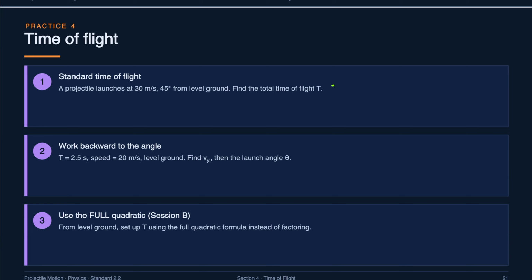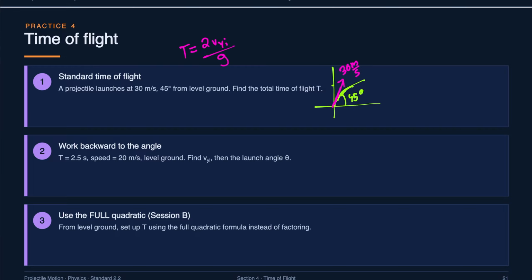Standard time of flight. A projectile launches at 30 meters per second, 45 degrees from level ground. So, 45 degrees from level ground, and the initial velocity vector is 30 meters per second. Find the total time of flight t. This isn't per se a tricky question. It's pretty straightforward, right? We know t is equal to 2vy initial over g.